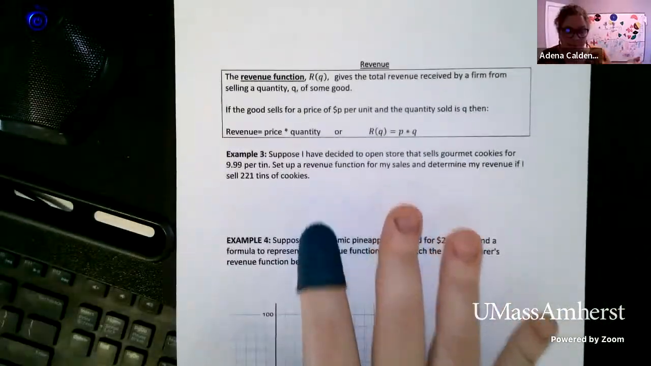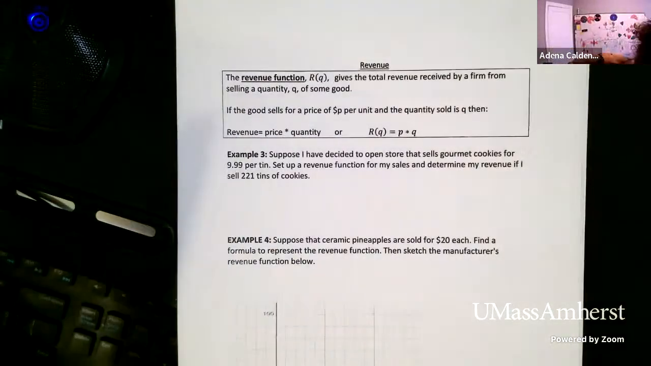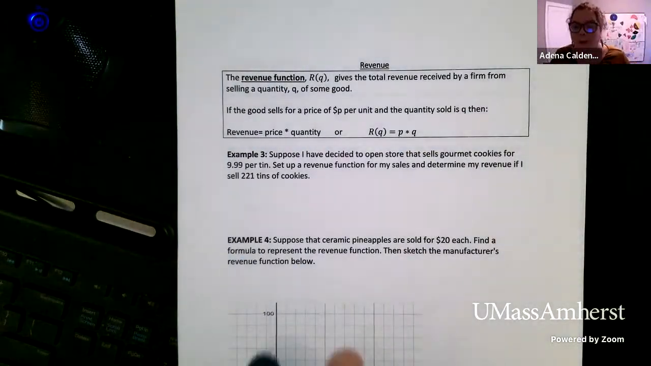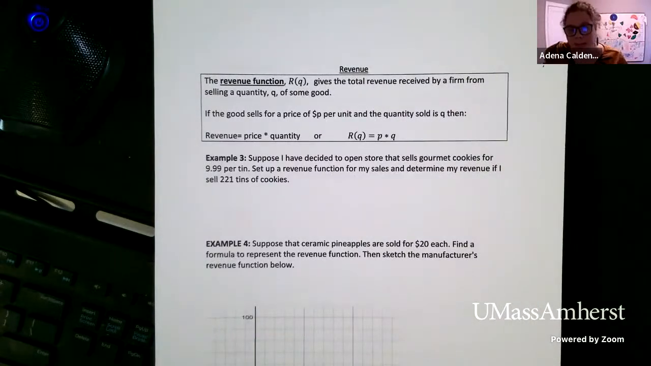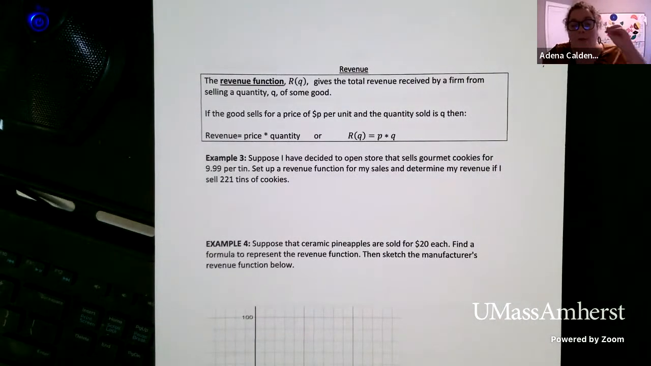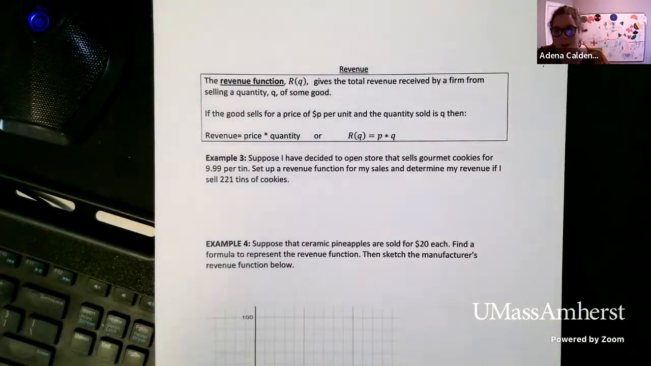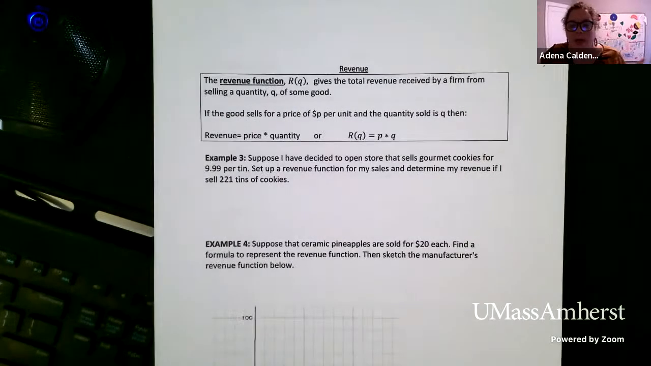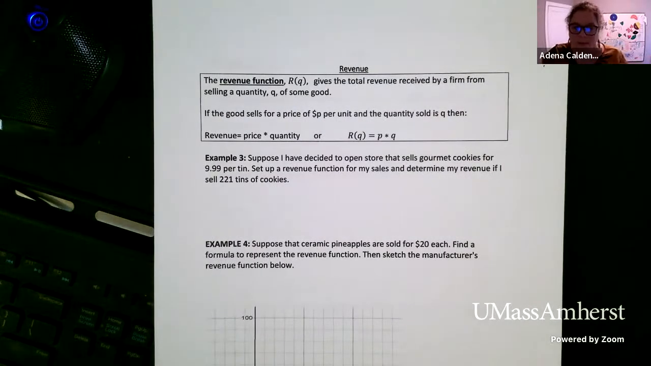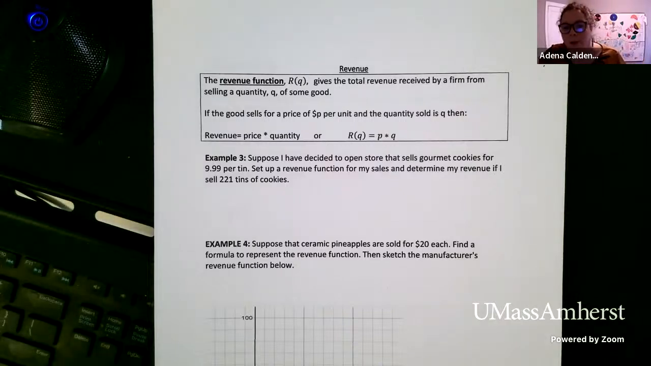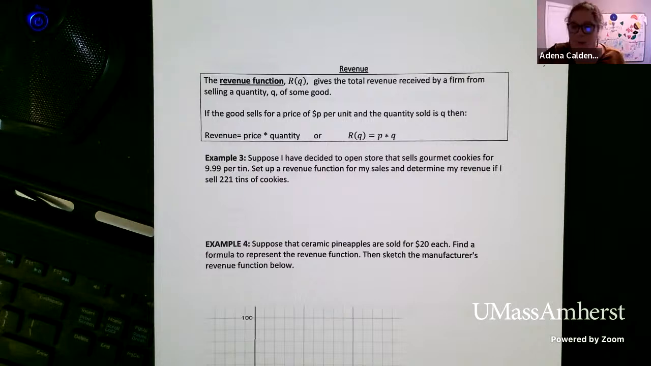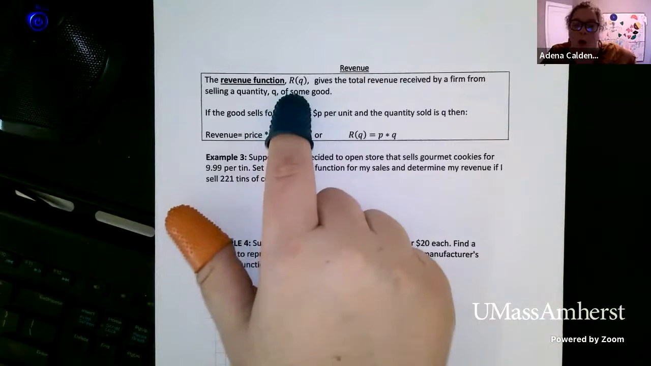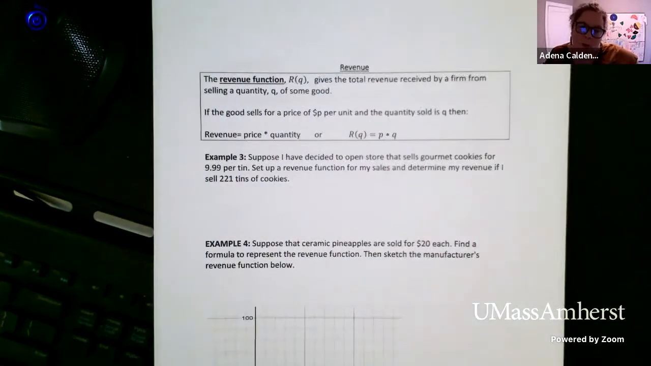The next thing we need to talk about is called revenue. So revenue is the amount of money that we are going to take in from selling some number of our product. Okay, so if we were to take our pineapples to the market and sell them for $100 each, right? Then our revenue would be 100 times the number that we sold. So it's the amount of money we get from selling what we're doing. Now we use R of Q to talk about revenue. So R for revenue.